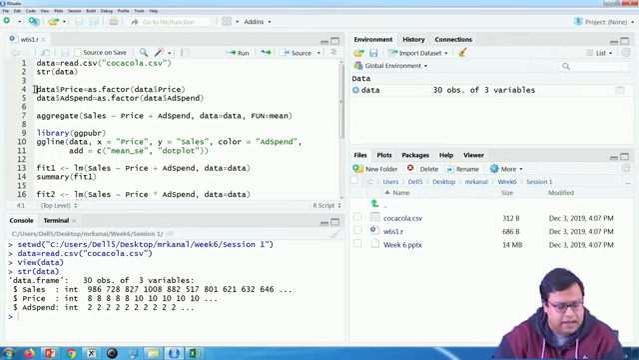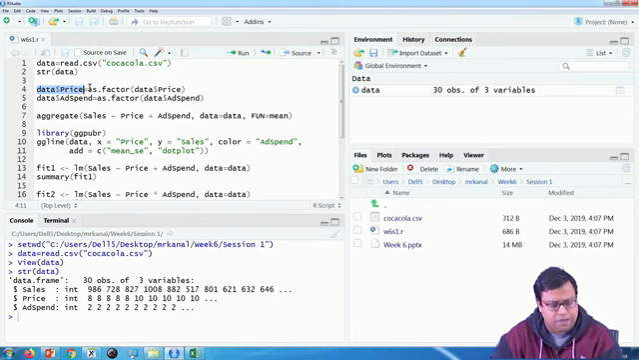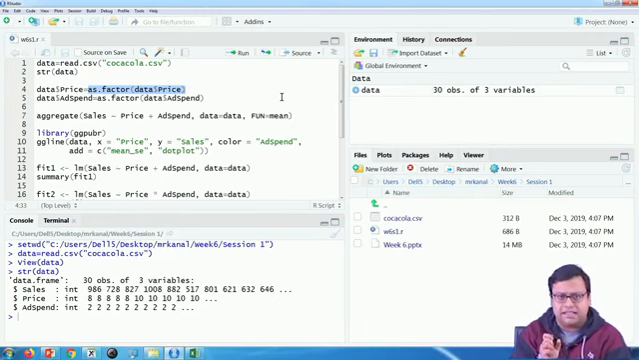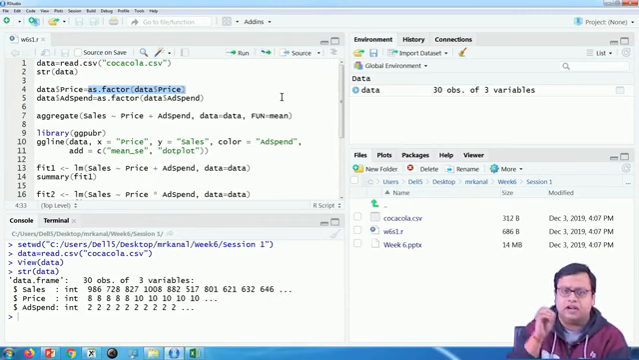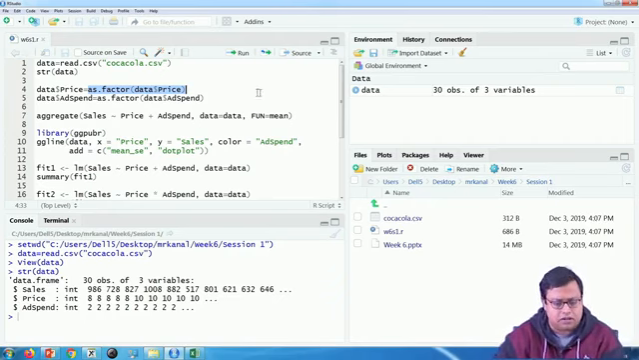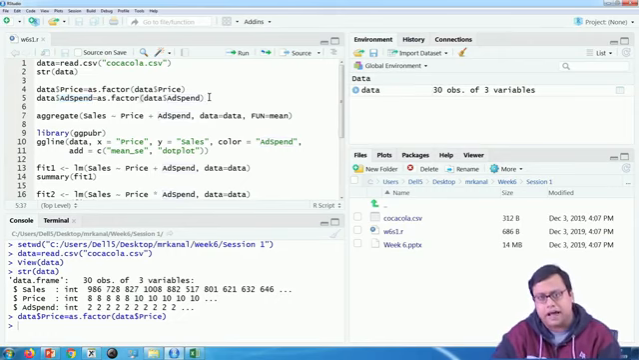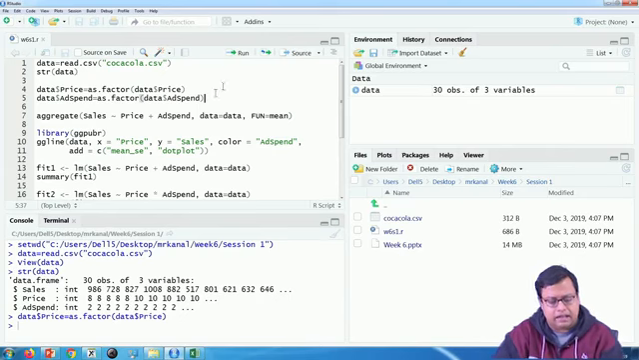What did I write? data$price equals as.factor(data$price). That means pick up the price column of the data set named data, change it to factor form, and put it back in data$price. I will run this. Similarly, I am doing the same thing for ad spend. So, I am changing the price variable and the advertisement expenditure variable to factor form.